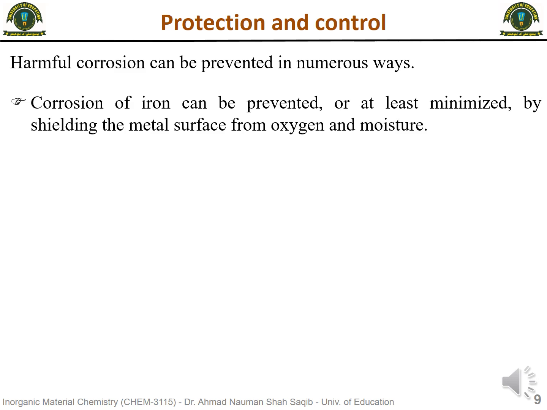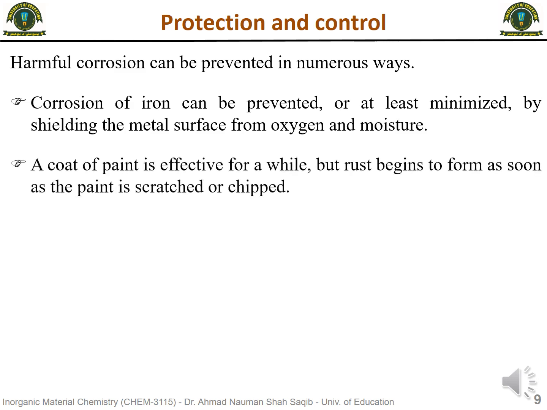So the main requirement to prevent the metal from corrosion is that we have to protect the surface of the metal in such a way that the surface cannot interact with water and oxygen. So we have to shield the surface from these two so that there is no corrosion process. And one method is to paint the metal surface.